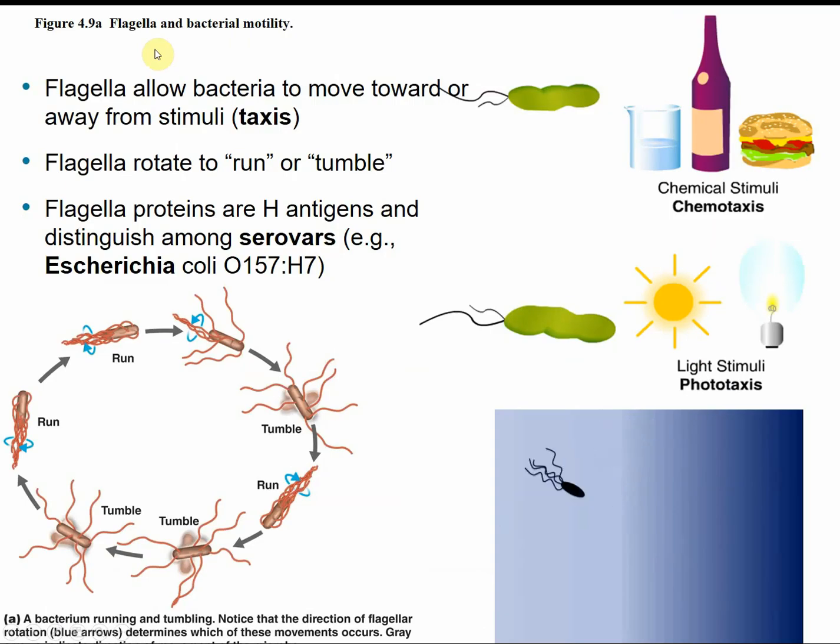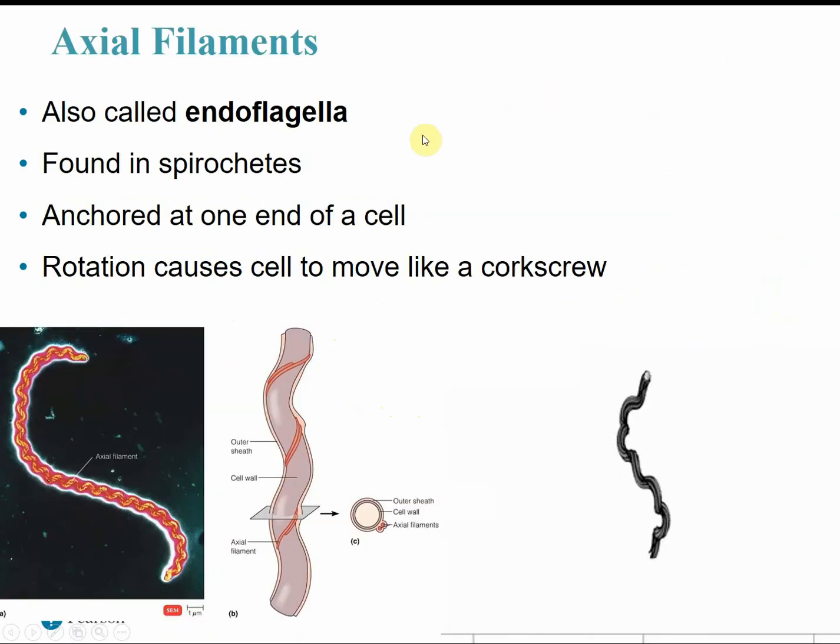Flagella allow the bacteria to move either toward or away from a stimulus, whether food or predators. It could be a chemical stimulus, like food, or a light stimulus, so phototaxis or chemotaxis. When flagella rotate, it causes the cell to either run or tumble. Run is when they're swimming in one straight direction. Tumble is when they spin around a bit and reorient themselves to change directions. Some of these flagella proteins can also be used as identifying antigens to distinguish between different serovars or strains of certain bacteria.